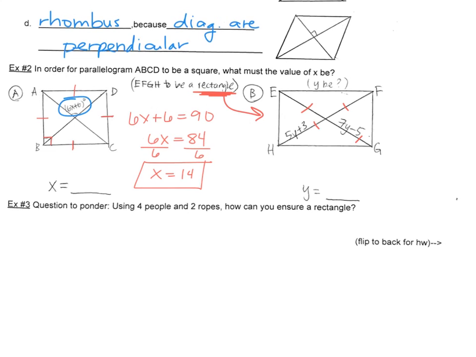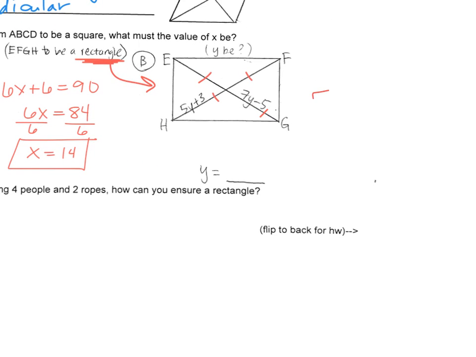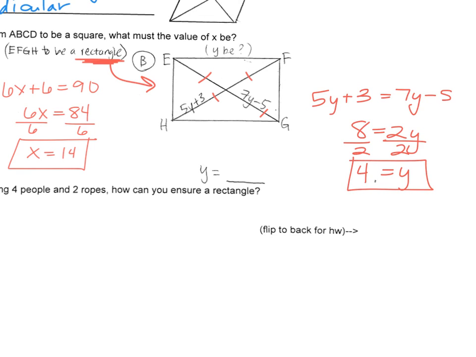So you can say that 5y plus 3 should equal 7y minus 5, and then just solve for y. So take away your 5y and add your 5. You get 2y equals 8, divide by 2, so y would be 4. Okay, so in order for that to be a rectangle, y would have to be 4. Questions on that?